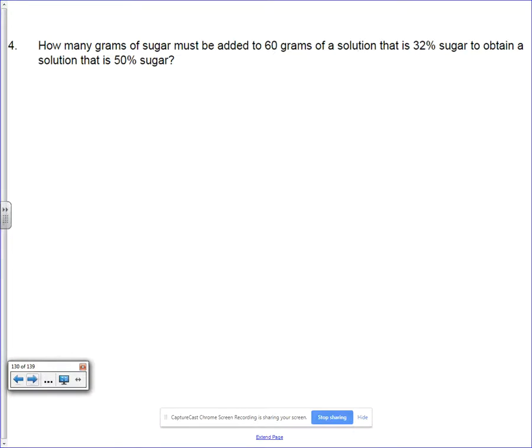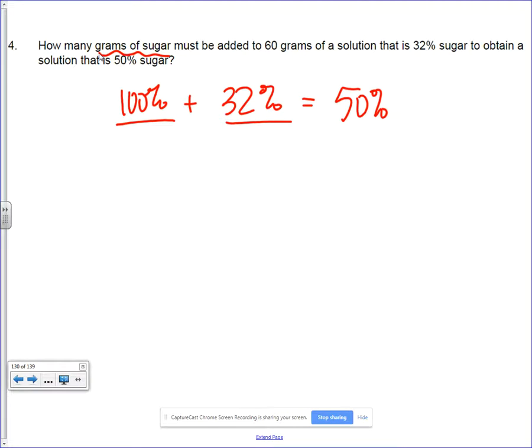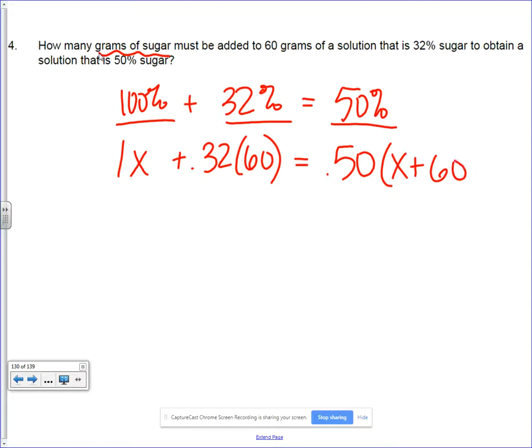How many grams of sugar must be added to 60 grams of a solution that is 32% sugar to obtain a solution that is 50% sugar? So this grams of sugar, that is 100% sugar. And I'm going to add it to 32% sugar, and I want to make 50% sugar. All right, so I don't know how many grams, and 100% is X. I know I have 32%, and there's 60 grams of that, and I want to make 50%, and I'm mixing them together.